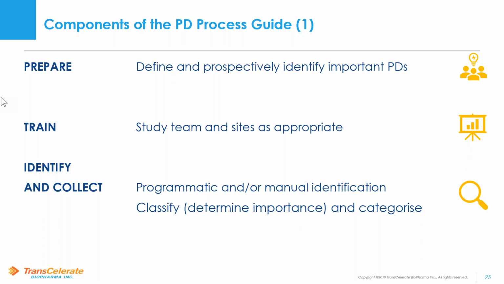So once they've been identified, then the PD is classified. So is it important or not? And it's categorized. Which little bucket does it go in to enable us to do trend analysis as we move forward? Okay, next slide.